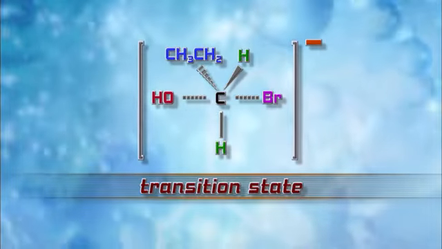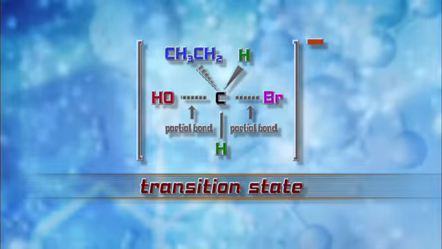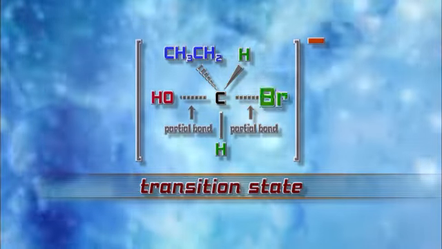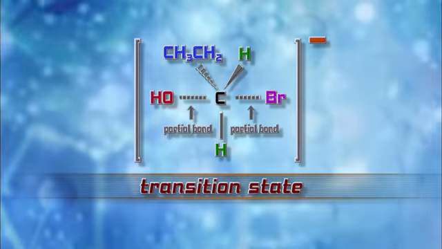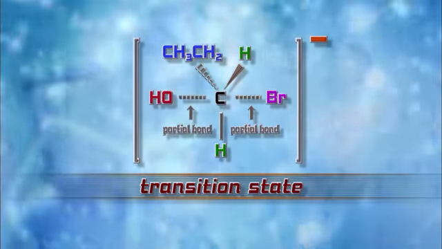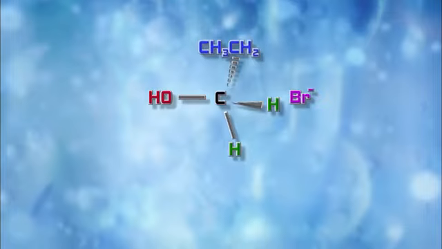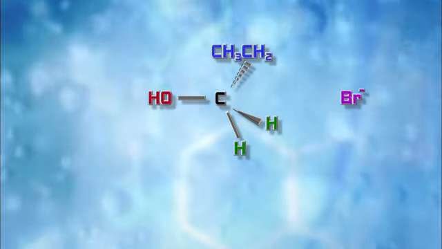At the transition state, the carbon atom is partially bonded to both the incoming hydroxide ion and the departing leaving group bromide ion. At the same time, the hydroxide ion begins to share a pair of its electrons with the carbon atom. The bromine atom takes the pair of electrons from the carbon-bromine bond and leaves as a bromide ion.